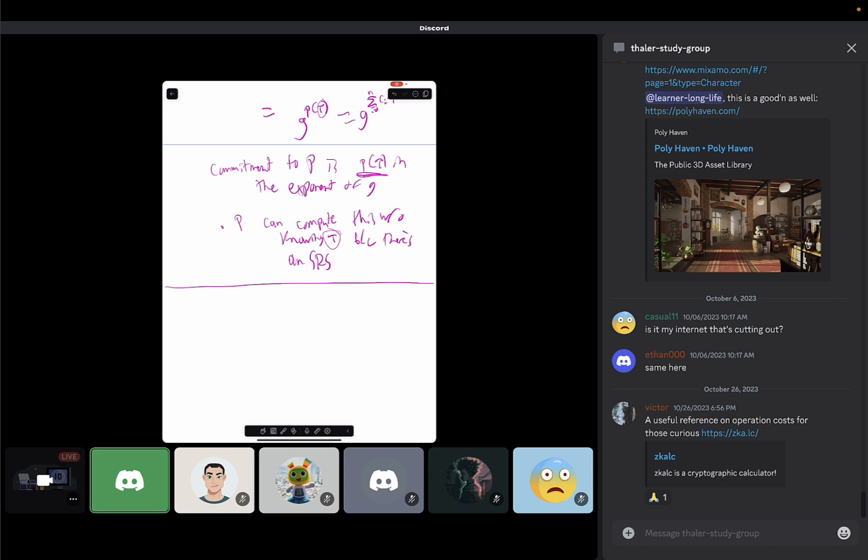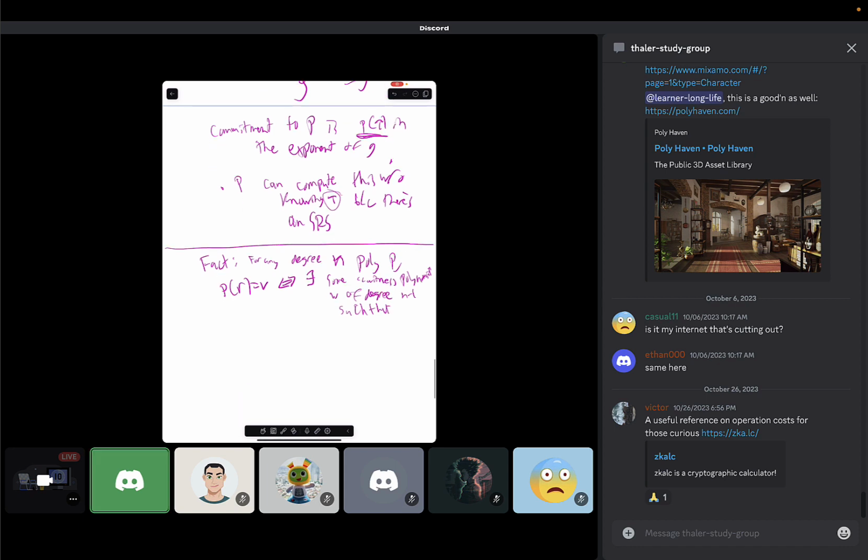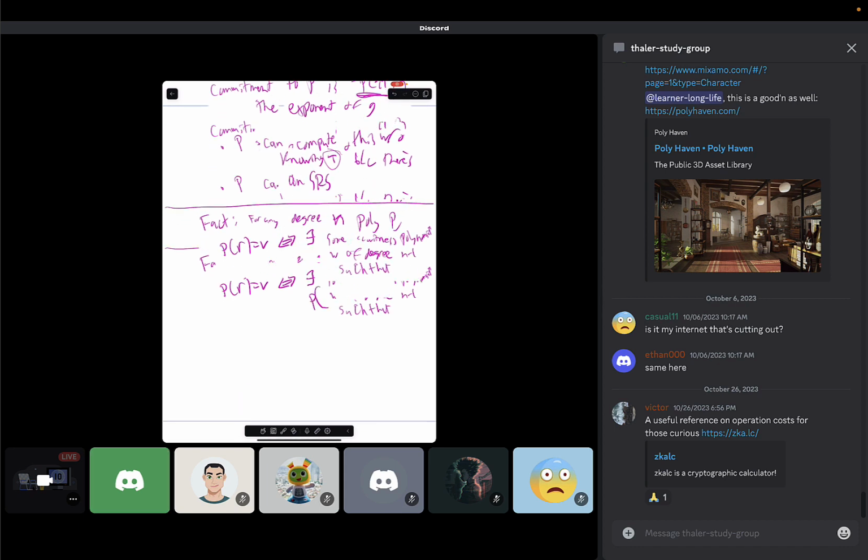All right. Okay, so here's the idea. There's a fact. The fact is that for any degree n polynomial p, p of r equals v if and only if there exists some witness polynomial w of degree n minus 1 such that p of x minus v equals w of x times x minus r.